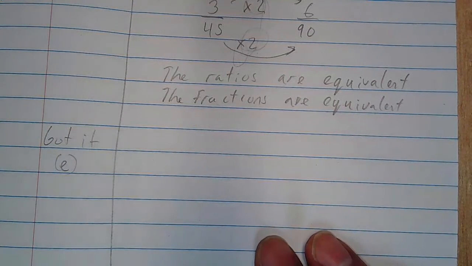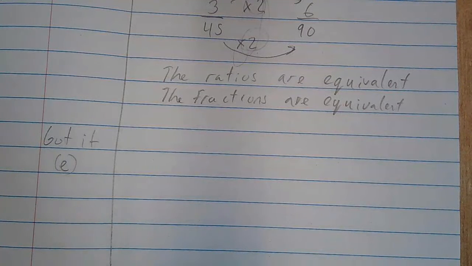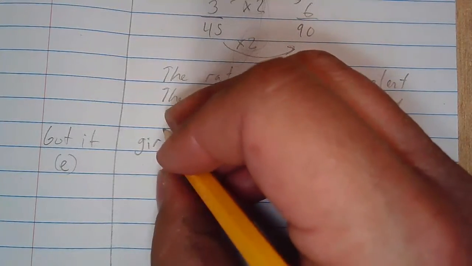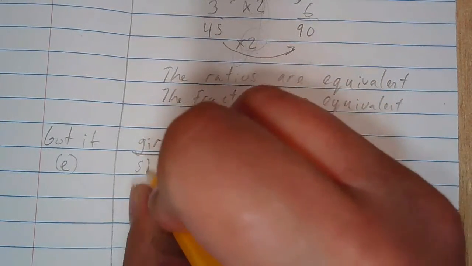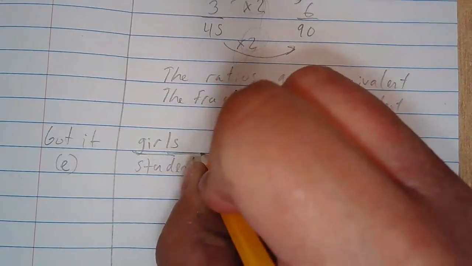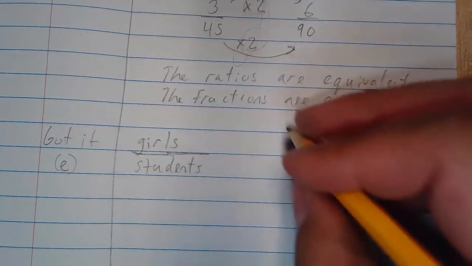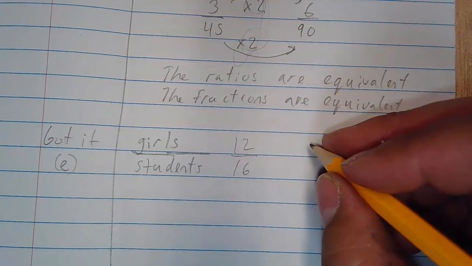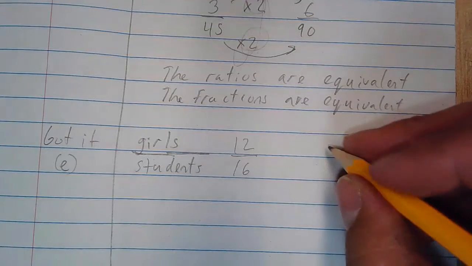Again, forget the numbers. What are we comparing first? Take care of the English. We have Mrs. Jeffries, I'm assuming a teacher. We're talking about girls and 16 students. And then another committee has 4 girls out of 8. So, girls to students. We have 12 out of 16, and we have 4 to 8.